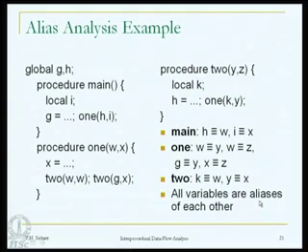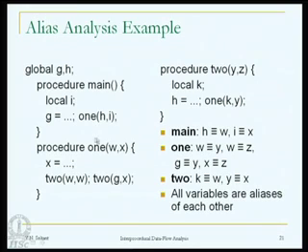So, let us take an example. G and H are global variables, procedure main has a local variable I, then we have an assignment to G, we call 1 with H comma I. Then there is procedure 1 with two variables w comma x, x is assigned a value, we call 2 with w comma w and we call 2 with g comma x. So, procedure 2 has a local variable k, h is assigned a value and then 1 is called with k and y. So, let us start doing the alias analysis on main.